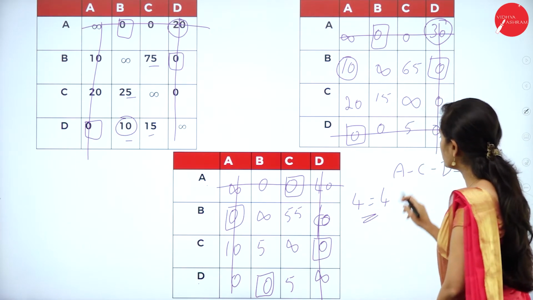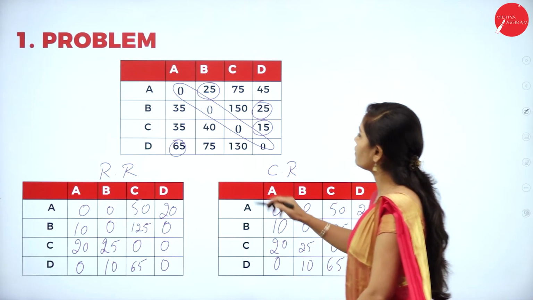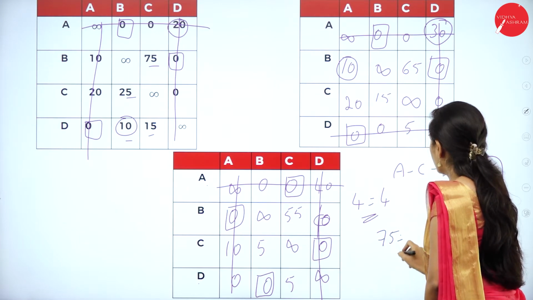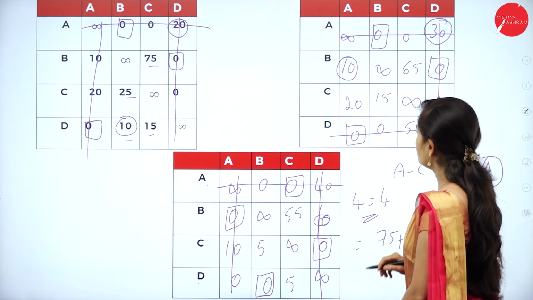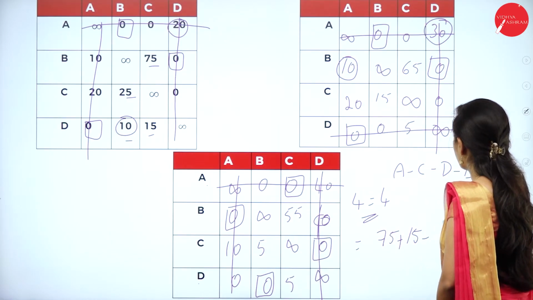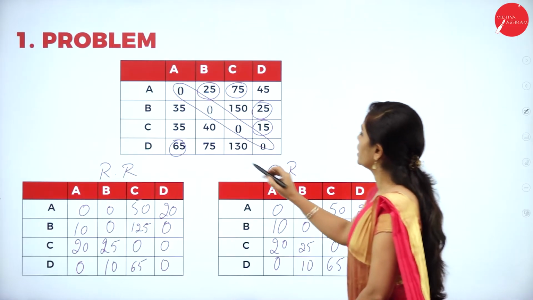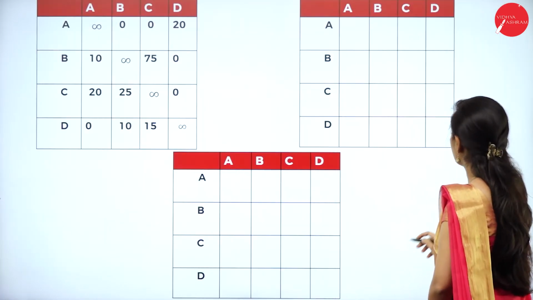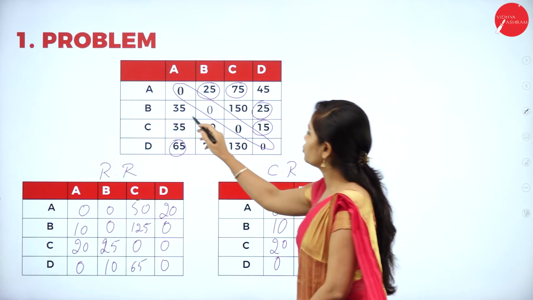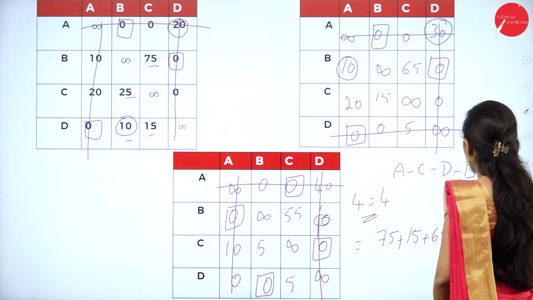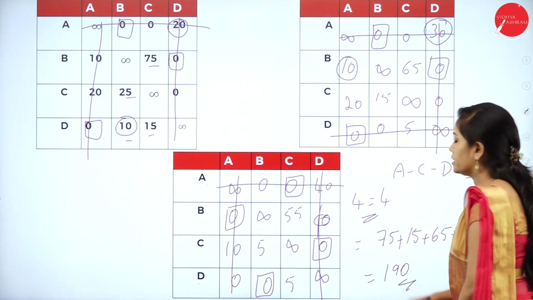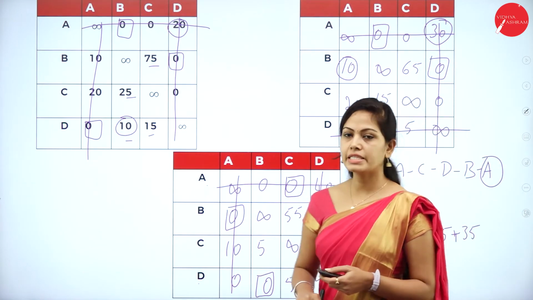So what is the assignment? A to C means the original value is 75. And C to D, C to D is 15, and D to B, D to B is 65, plus B to A. B to A is 35. And the total cost is 190 minutes. So this is your traveling salesman problem.